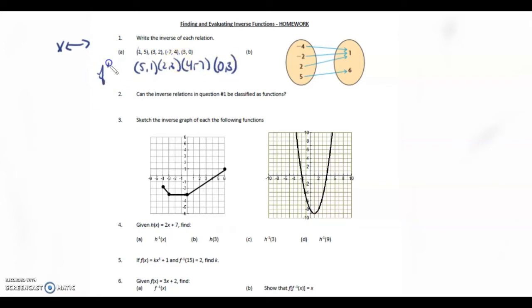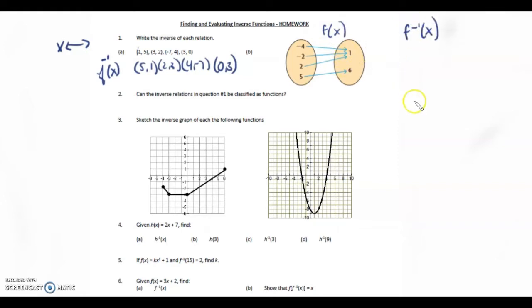Okay, so this will be f inverse, f inverse at x. It's like f raised to the negative 1, but that's not an exponent. It's just the notation for the inverse function. So if this is f at x, we're going to go f inverse at x.